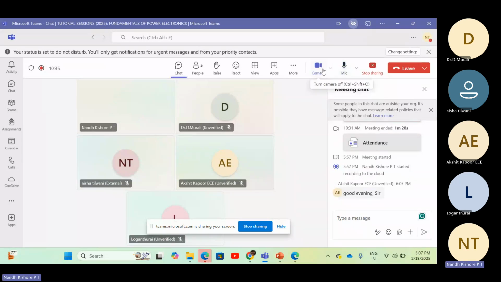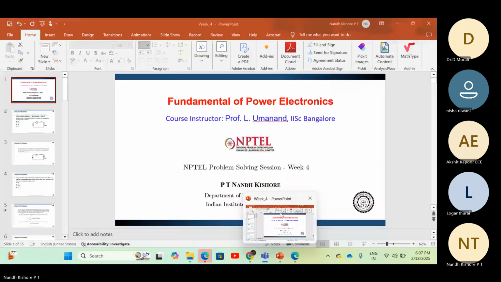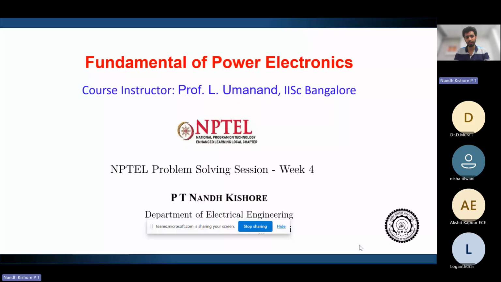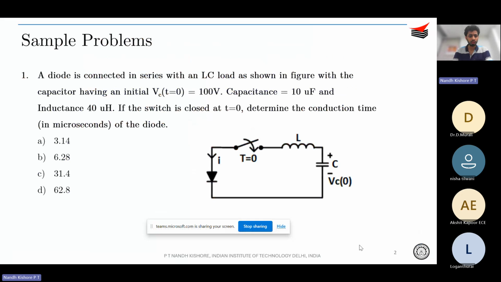Okay, so then I will start. Good evening once again and welcome to week 4 of this problem solving session for the course on fundamentals of power electronics. So we'll just jump right ahead into the problems. This week, you studied capacitor filter design for diode bridge rectifiers, and the associated problems will be seen today: how to calculate the capacitance given the ripple percentage, and its applications in basic LCR circuits with diodes.